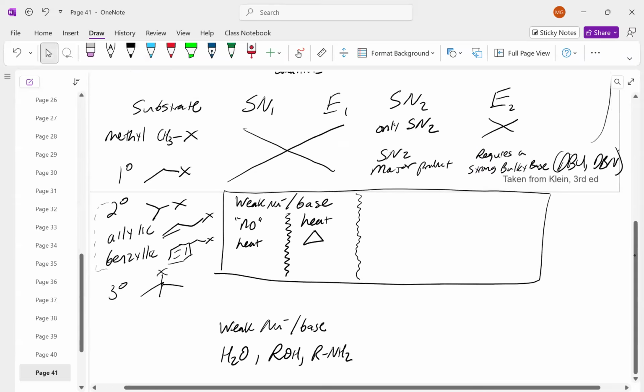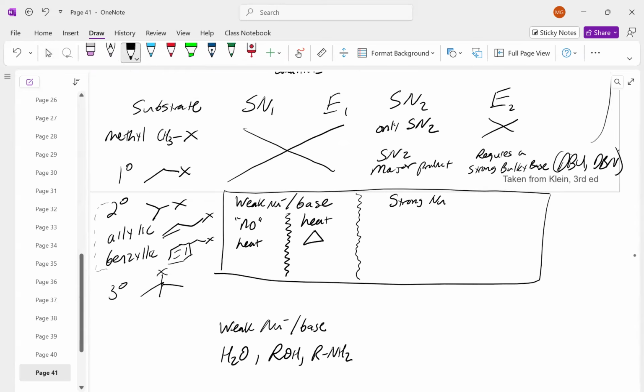Now, as you remember with SN2 and E2, SN2 requires strong or good nucleophiles. E2 requires strong bases. So how do you influence SN2 over E2? Well, with SN2, you want to pick something that is a strong nucleophile, but not a strong base.